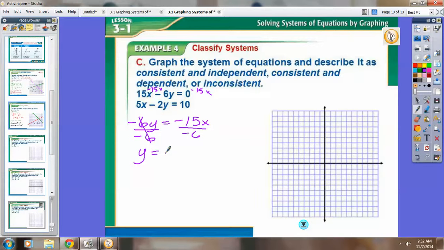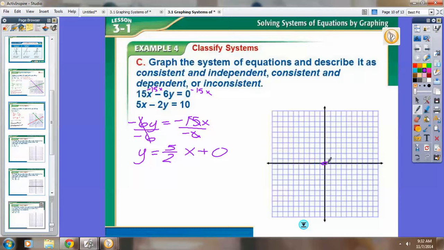Y equals, we have negative 15 divided by negative 6 is a positive 15/6. I am going to go ahead and simplify at the same time. 3 goes into 15 5 times, and 3 goes into 6 twice. So y equals 5 halves x. Again, I don't have the y-intercept present, so I could add it in as plus 0 if you want to use it as a placeholder.